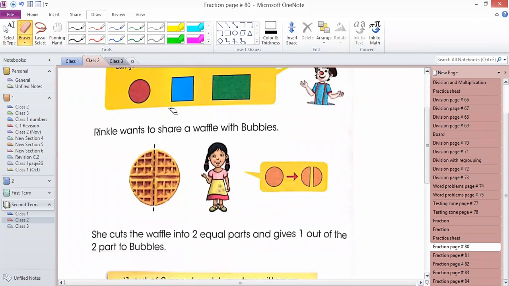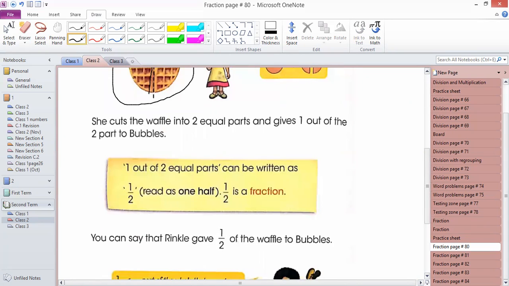All right. Wrinkle wants to share a waffle with Bubble. This is a waffle, guys. She wants to share with Bubble. So she divided it from the middle. So there are 2 parts now. She divided it into 2 equal parts.